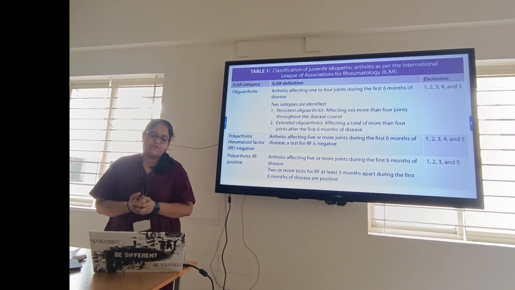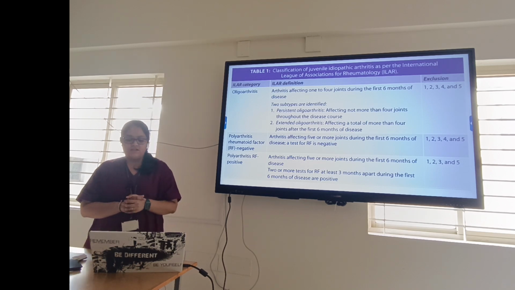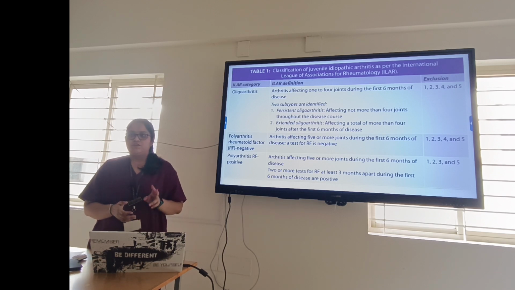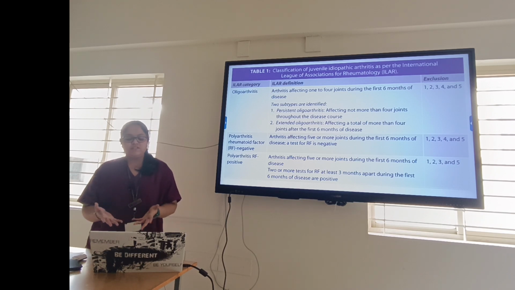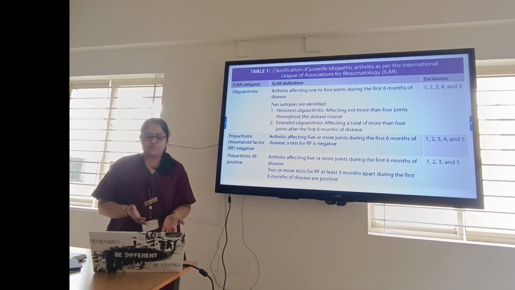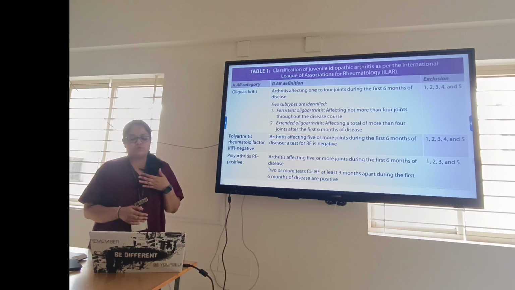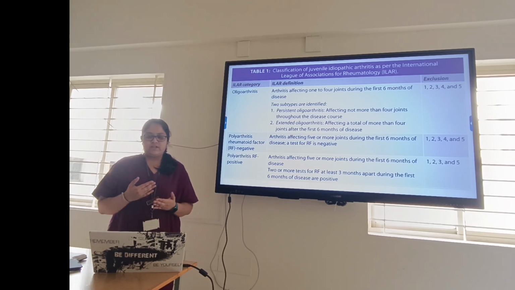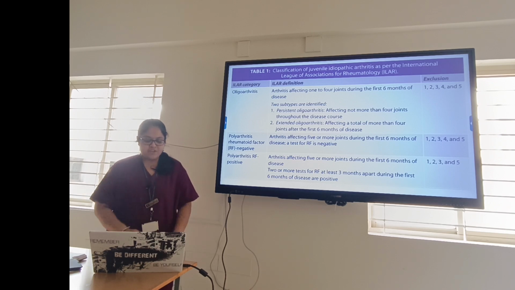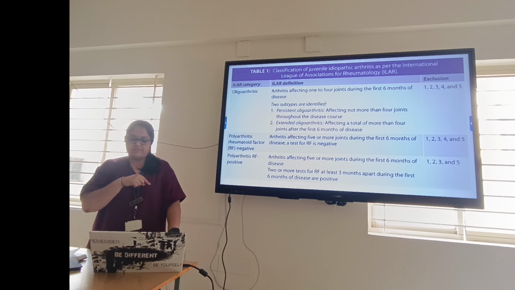The first type of JIA is oligoarthritis. In this oligoarthritis, 1 to 4 joints are affected in the first 6 months of the disease. Two types are there, one is persistent and the other is extended. Persistent is where it affects no more than 4 joints throughout the disease course, that is for the 6 months they have taken. But if it is extended oligoarthritis, it involves more than 4 joints, and the disease extends beyond the initial 6 months.